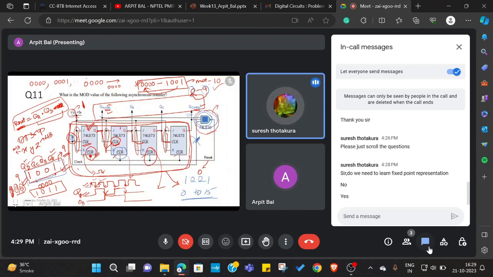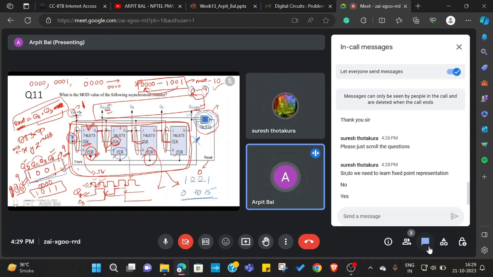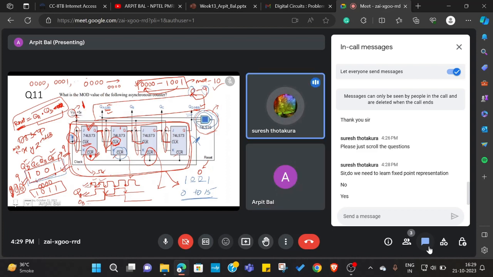So for example, mod counter. Do we have anything like the number of flip-flops required in order to get mod 10, mod 5, a formula? Yes, you can figure that out. Let's say it is a mod 10 counter. How many minimum flip-flops are required? Yeah, that is a question related to that. That is 4 now.